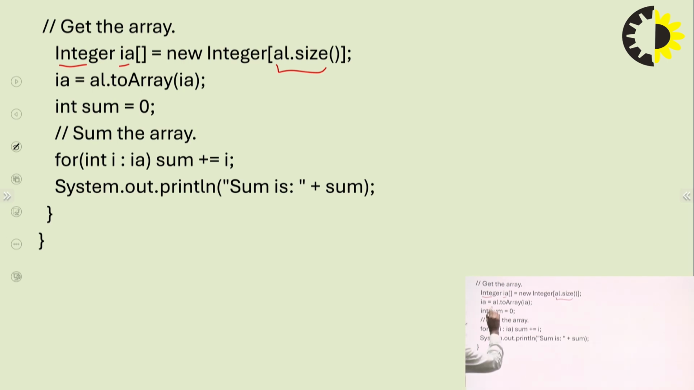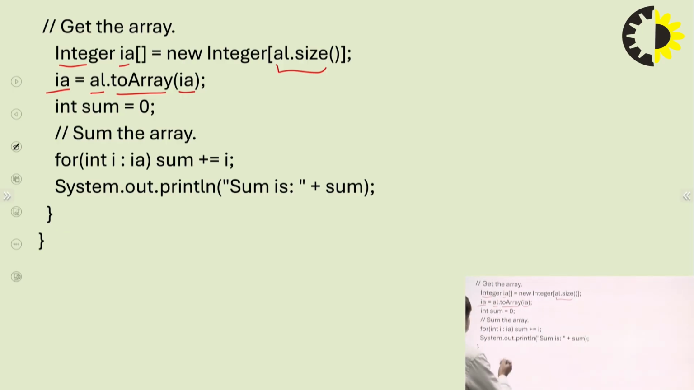So then we are using AL, the collection name, and toArray is the method to convert a collection, in this case array list, to a simple array. We are passing the array in which you will receive the elements of the collection. So IA is the simple array in which it will receive all the elements as a basic data type, integer, and again it will return back the same variable, that is IA.